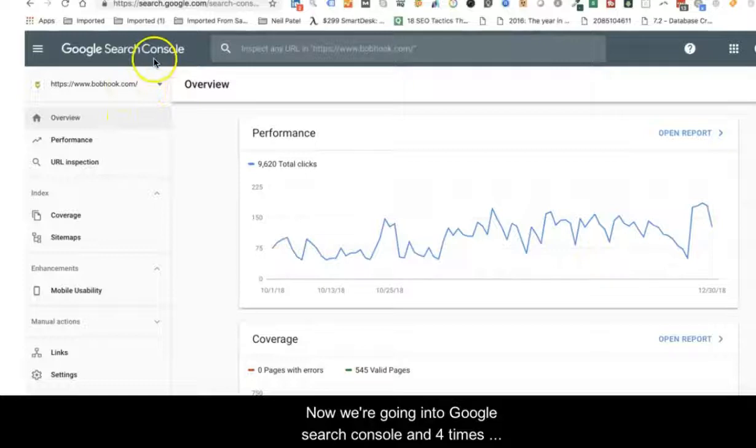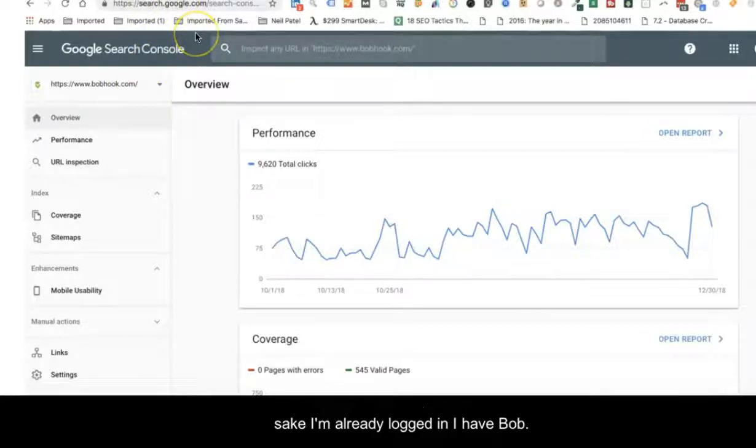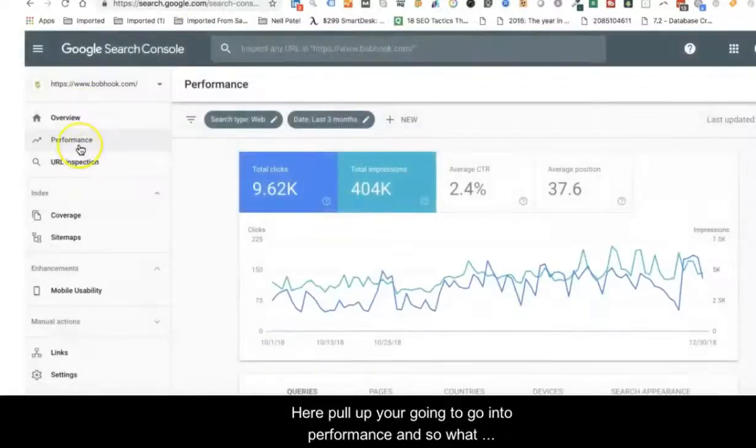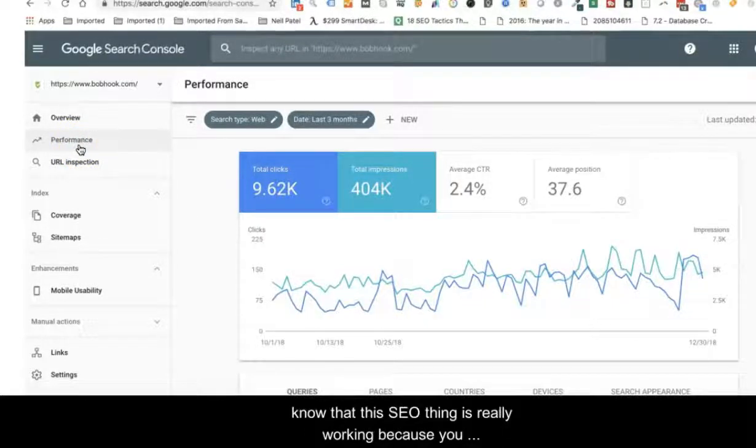Right now, we're going into Google Search Console, and for time's sake, I'm already logged in. I have Bob Hook here pulled up. You're going to go into performance. And so what people always ask me is, okay, Jenna, how do I know that this SEO thing is really working? Because I'm 3 months in and I haven't generated more sales. And I say to you, that's great that you're asking that question, Mr. Client, because Google gives you a free tool to track whether or not my business, Guardian Owl, or your website is performing better over time.